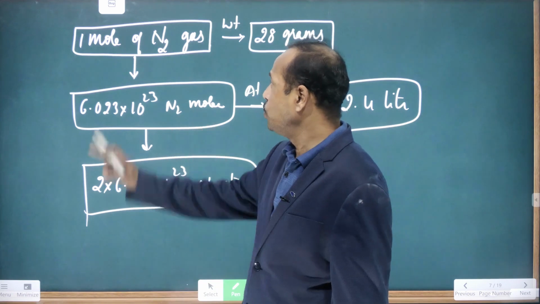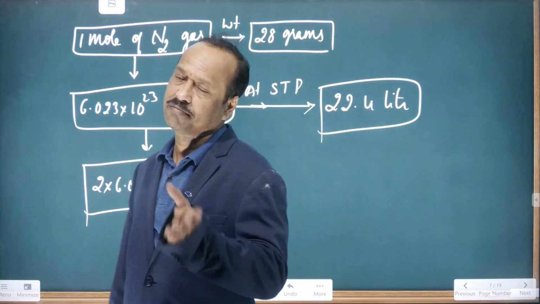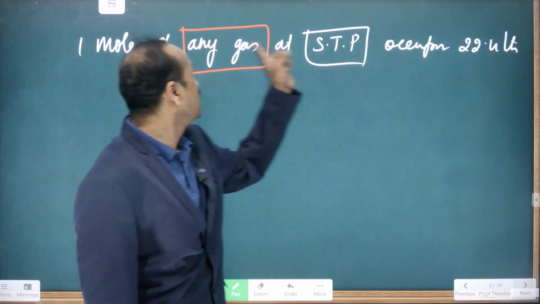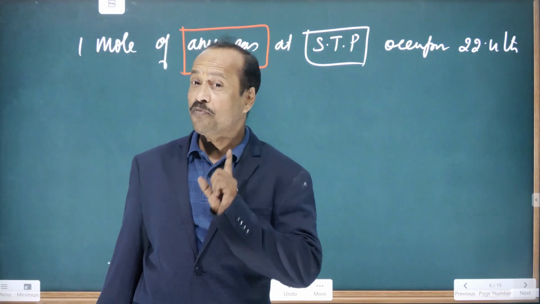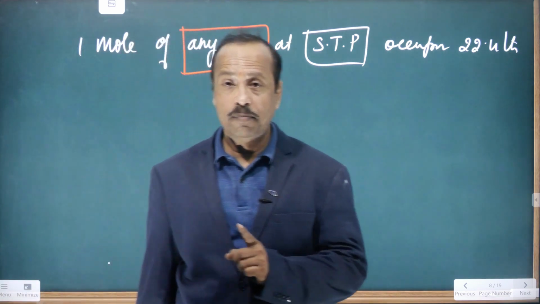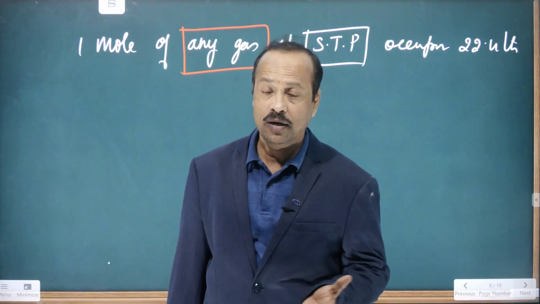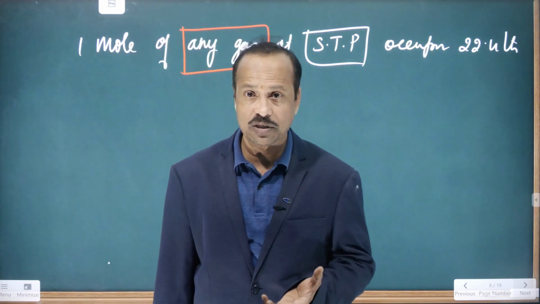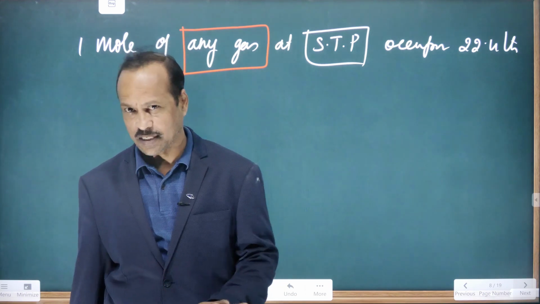If I ask you, instead of nitrogen, 1 mole of oxygen occupies how much? Again the same. 1 mole of any gas at STP occupies 22.4 liters only. If I ask you how much 1 mole of hydrogen occupies, what's the volume? At STP, again 22.4 liters, that is fixed.